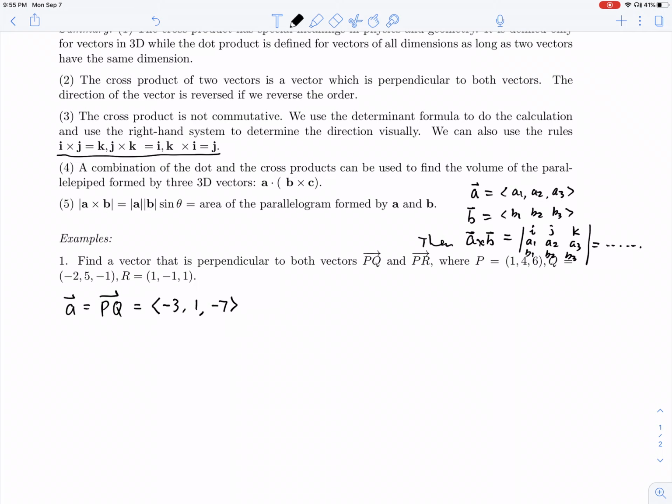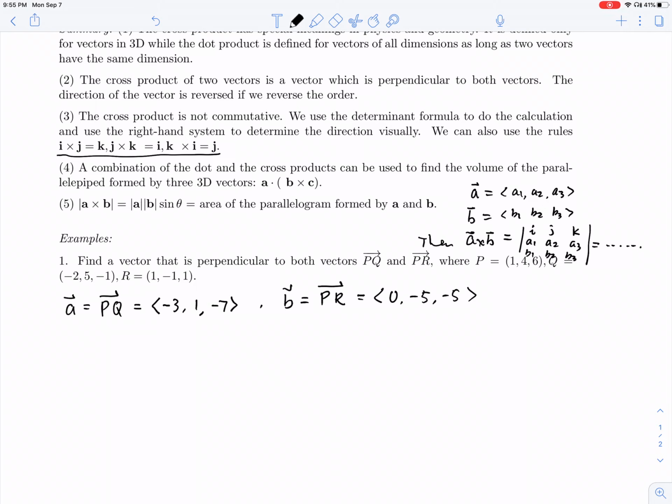This is A, and B over here is going to be PR. So the tail is P and the tip is R. That means we use R's coordinates and subtract the coordinates of P. So what do we have over here? It's 1 minus 1, which is 0. And then we have -1 minus 4 is -5. And 1 minus 6 is -5 as well.